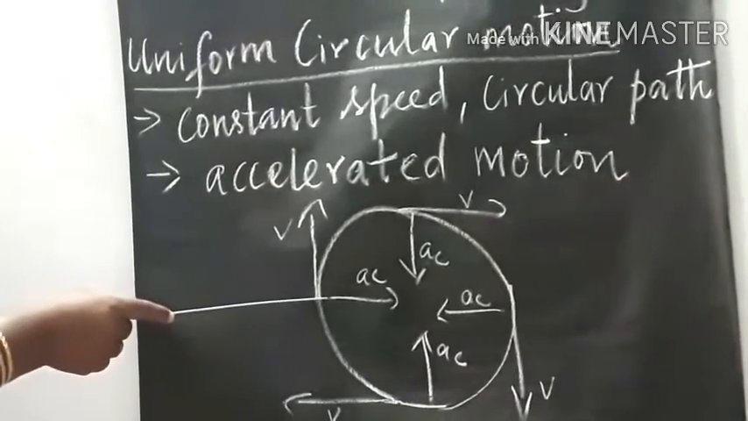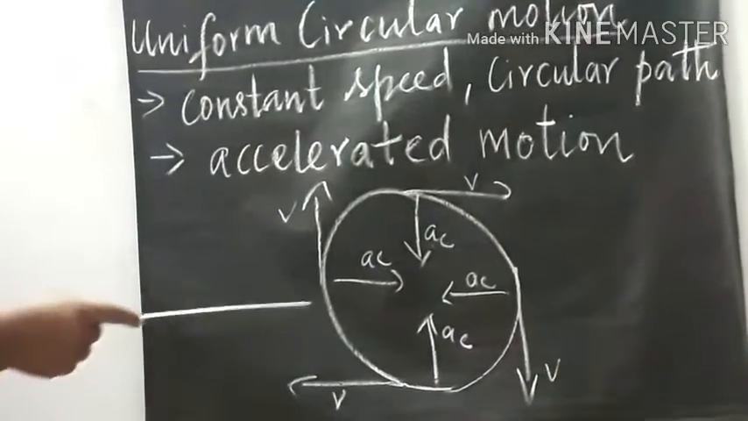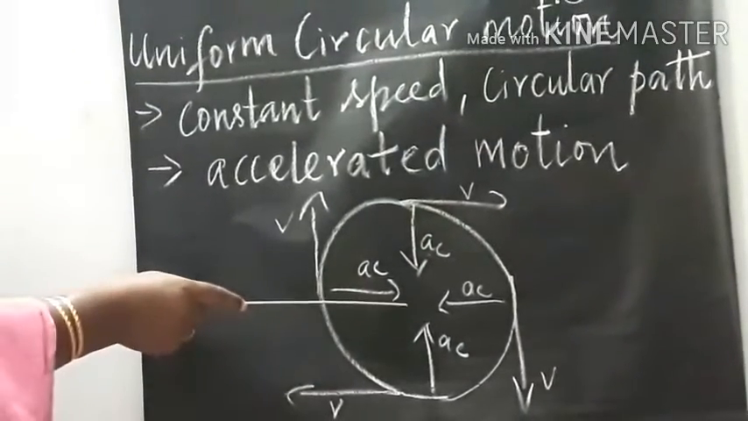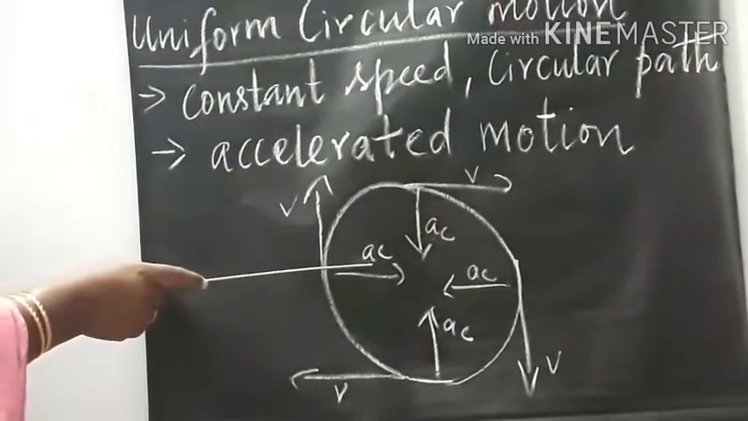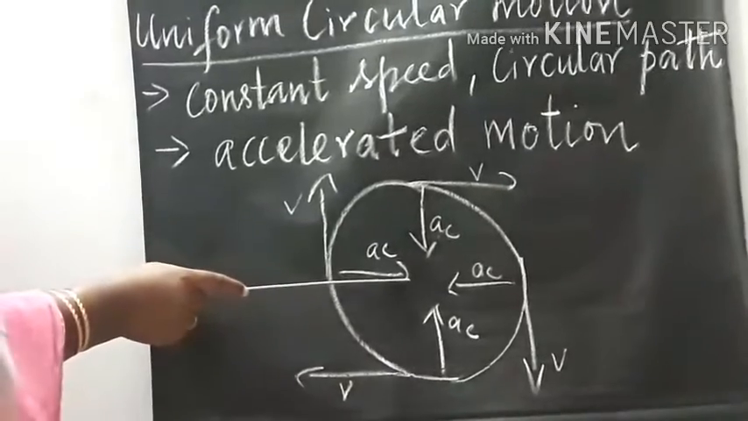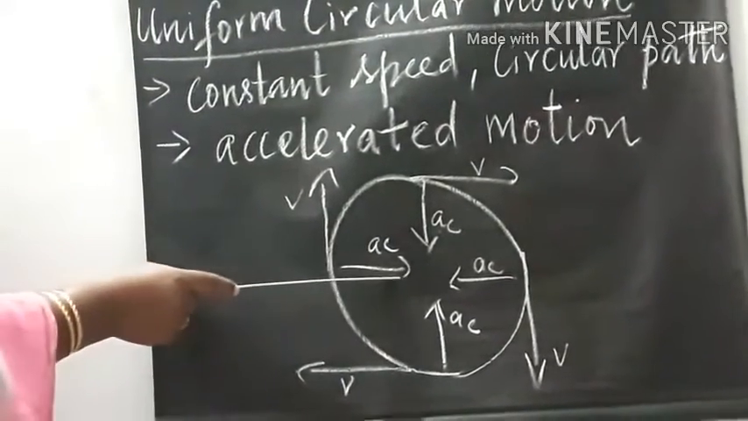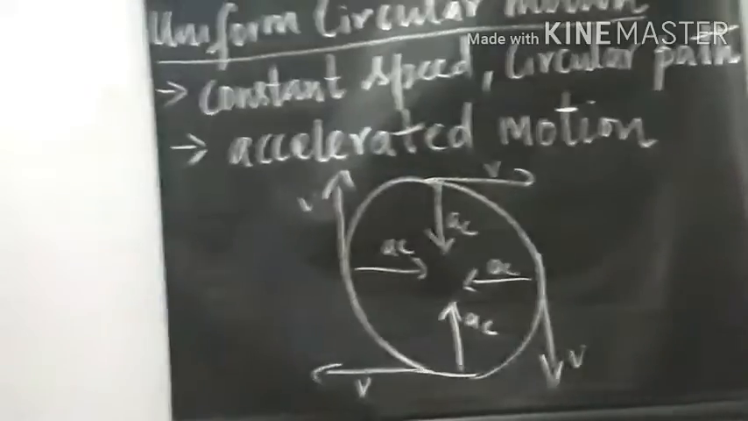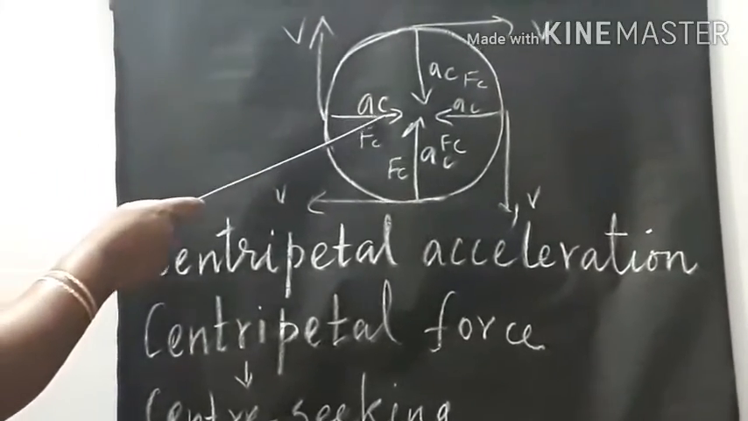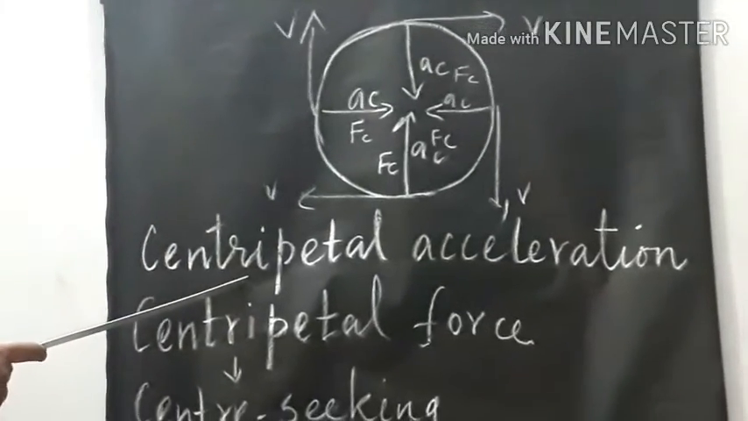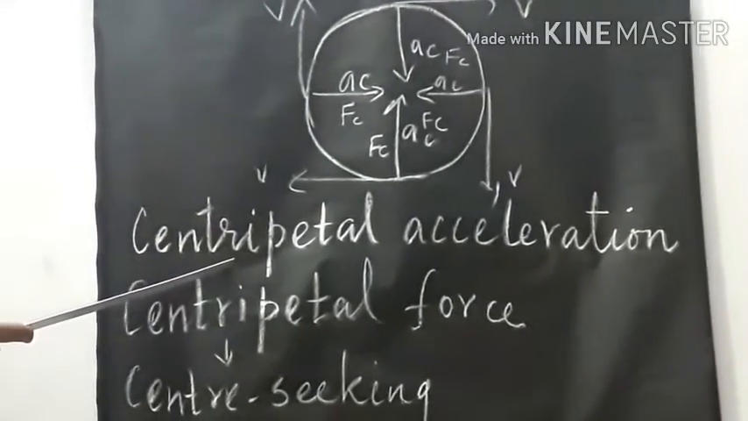And where is this acceleration acting? Either it is acting outwards of the circular path or it is acting inwards. So this acceleration is acting inwards. How do we call the acceleration that is acting inwards? The acceleration is called centripetal acceleration.